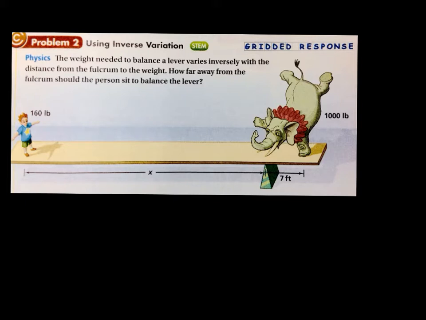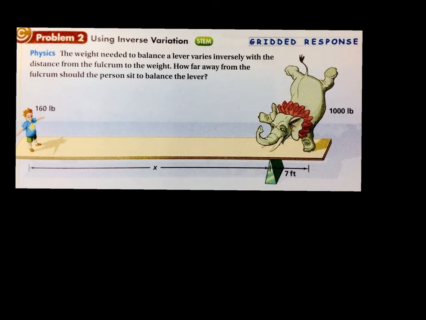All right, example 2 gets complicated. There's a 160-pound person trying to balance an elephant, and it's possible, but you have to know how far away from the fulcrum you have to be to balance that elephant. So what you need to know is that to balance, the constant of variation has to be the same, which means the k has to equal. Well, the question tells you that the weight varies inversely with the distance. So if I find the k for both of them and set them equal, I will be able to know how far I have to be from the fulcrum to balance that elephant.